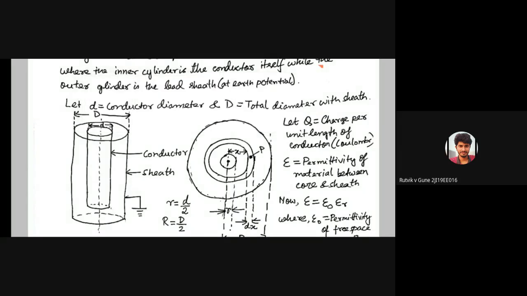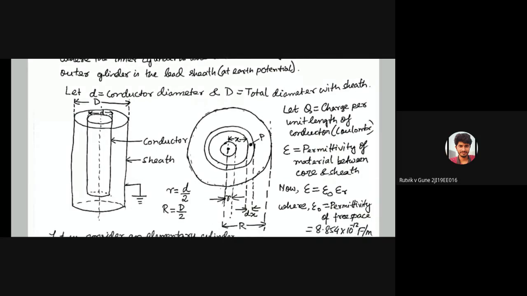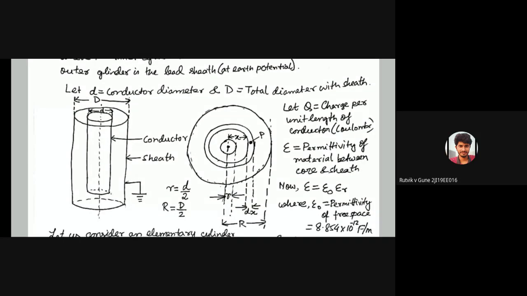So how will we address this? The conductor, which is the core part, is the current carrying, charge carrying part. And the sheath is the one which is at earth potential, that is, earthed or grounded. So we will consider it like that.